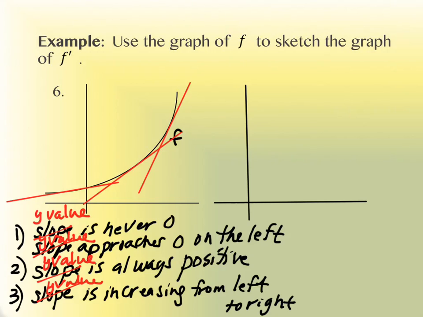My y value approaches 0 on the left. What does it look like for your y value to approach 0? Like that. It looks like as I'm moving left, if I was tracing along the graph and moving left, I'm getting close to the x-axis. On number 2, it says the y value is always positive, so that's why I know I'm above the x-axis, right? So I am, in fact, above the x-axis.